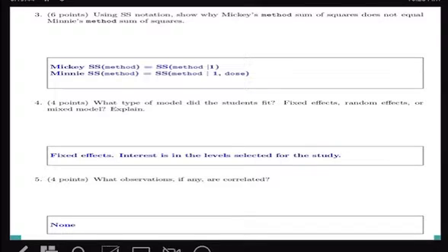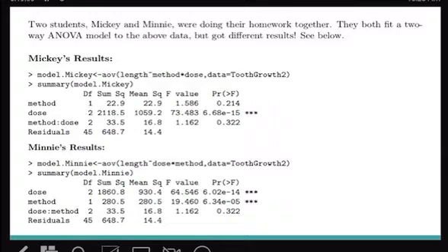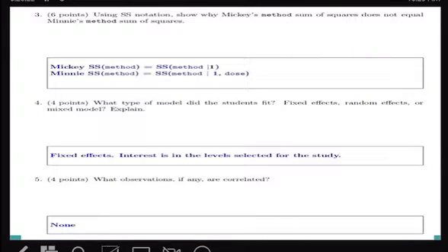So when you take a look at Mickey's method, we know we're focusing on method, right? Mickey takes factor A to be method, and Minnie treats method to be factor B in a model. Why does Mickey take method to be factor A? And the reason, as you're going to see: Mickey's sum of square for method was 22.9, while Minnie's sum of square for method was 280.5. And the reason is what I'm giving to you now.